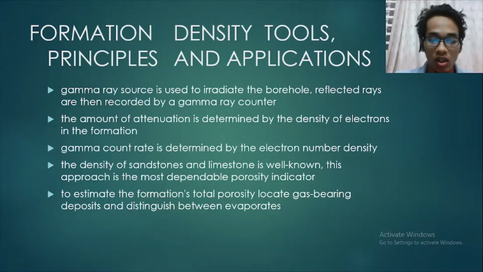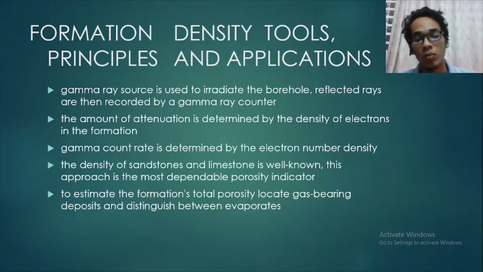The electron number density is a quantity that describes the density of electrons in a formation. Number density is directly related to bulk density for a pure substance, and we may derive the relationship in the following way: Ne equals N times Z over A times Pb, where Ne is the number density of electrons in the substance, N is Avogadro's number, Z is atomic number, A is atomic weight, and Pb is the bulk density of the material.